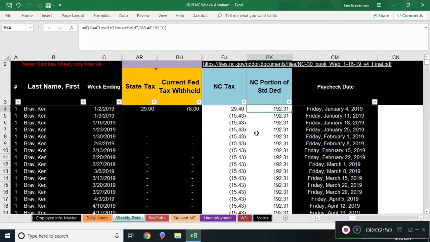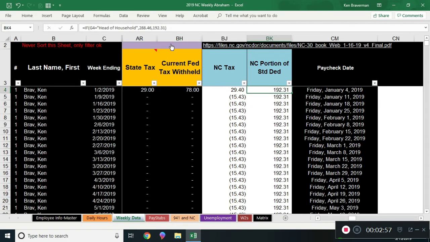How do you figure out what that taxable wage base is? Well, this is a file that's working for weekly paychecks, so it's paying once a week. And the standard deduction amount for head of household or for the others I was talking about before are either $288.46 for head of household or $192.31 for all the other ones.